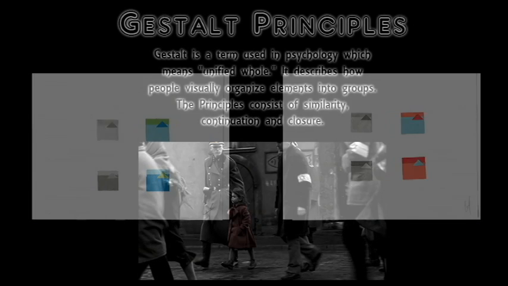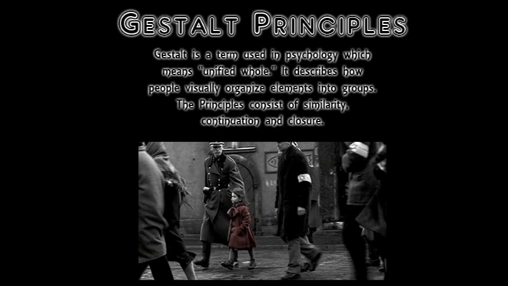Gestalt is a term used in psychology which means a unified whole. It describes how people visually organize elements into groups. The principles of the theory consist of similarity, continuation, and closure. In Steven Spielberg's Schindler's List, he makes amazing use of the Gestalt principles to drive a main theme of the entire film home. The entire movie is shot in black and white, which provides the similarity and continuation as the masses of Jewish prisoners are brought into the concentration camps.